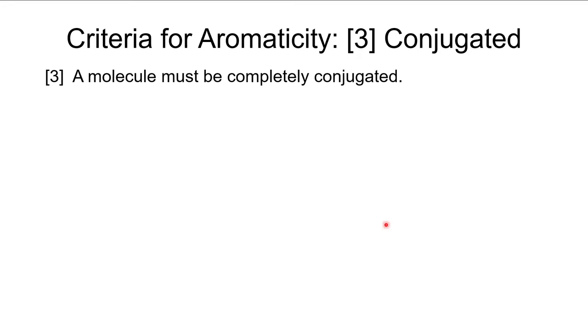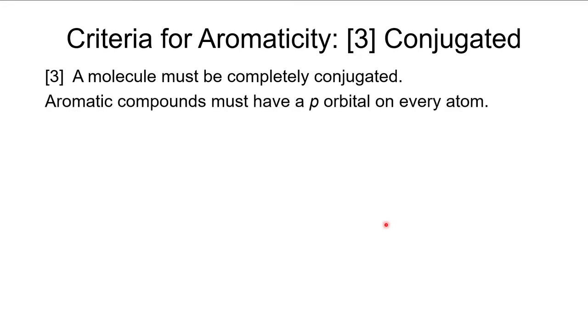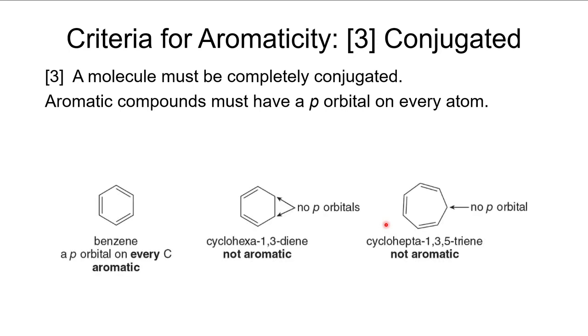So our third requirement for aromaticity is that all of the p orbitals must be conjugated. We must have complete conjugation. Every carbon must have a p orbital on it. And it's possible also to have p orbitals on things that are not carbon. We'll talk about that here in a little bit. But here, as an example, benzene, all of those carbons are sp2 hybridized, which means that every carbon has a p orbital on it and is capable of conjugation. In cyclohexa-1,3-diene, we do get conjugation for these two, but because this carbon and this carbon are sp3 hybridized, there are no p orbitals on them, and therefore this is not an aromatic compound.